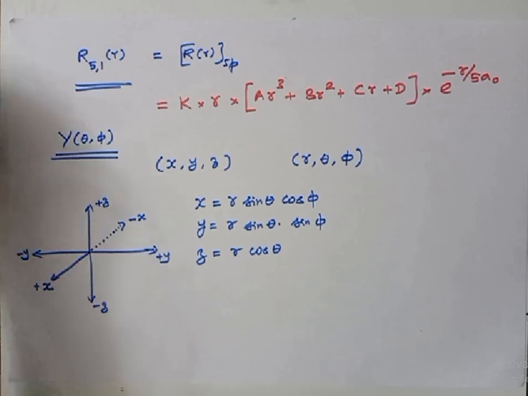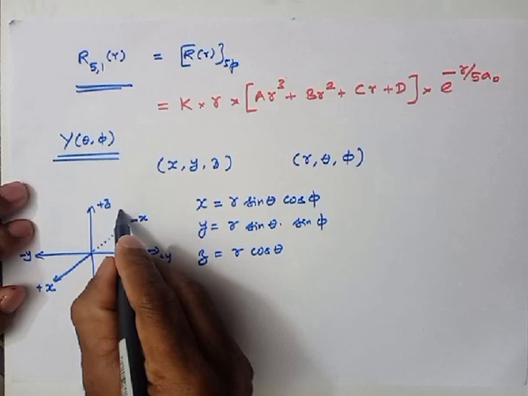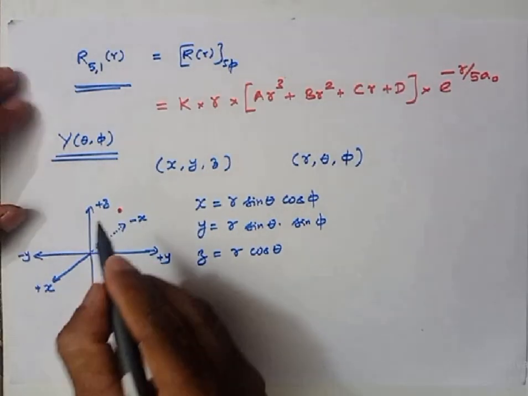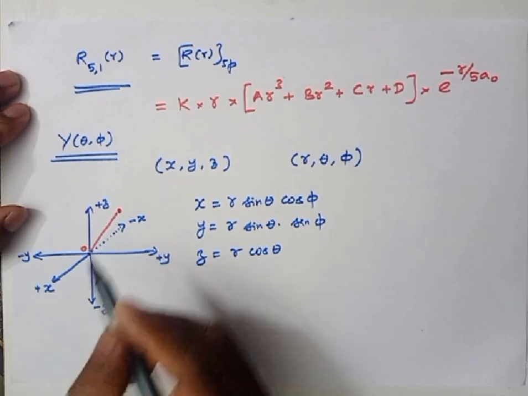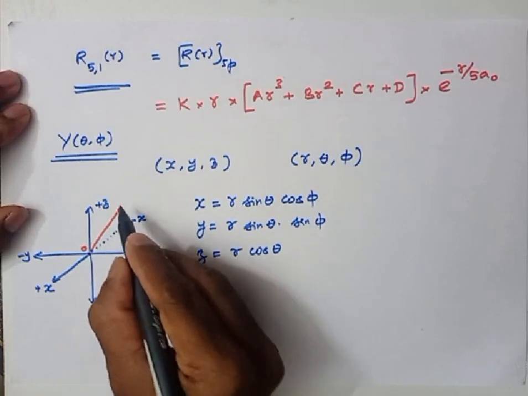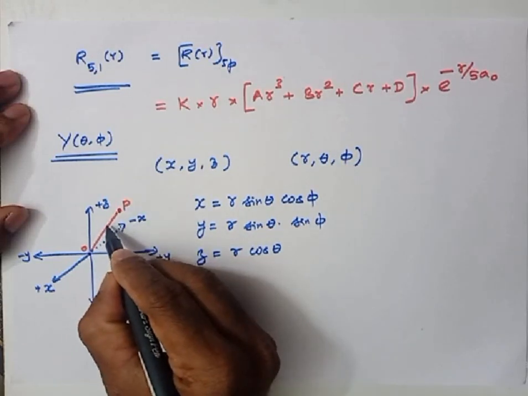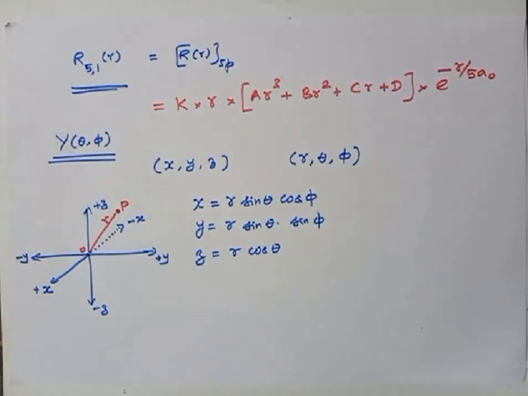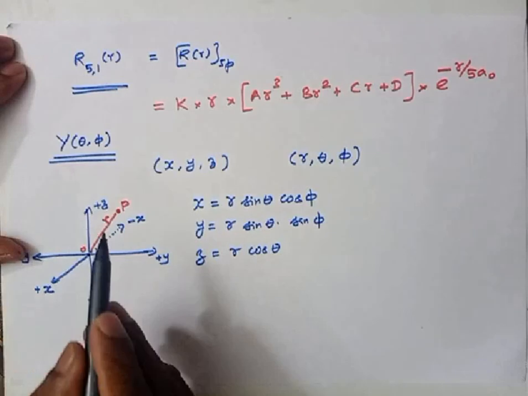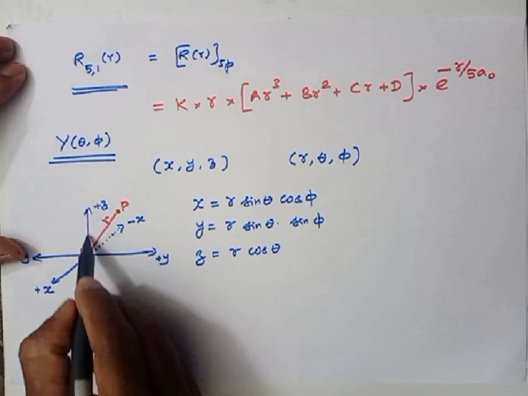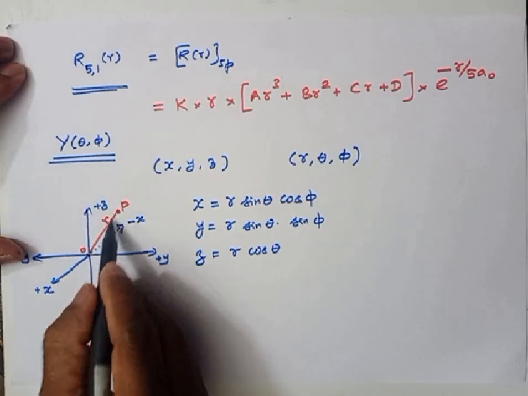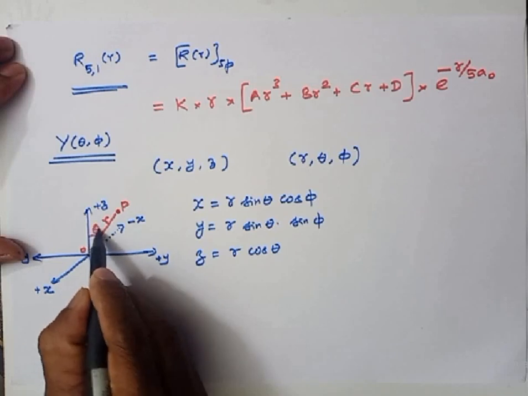Now I will take some point in space. Say I'll take some point here. Now I'll join this point to the origin. The distance between the origin and the point P, that distance is nothing but r. So what is r? r is the distance between the origin and the point. Then what about theta? Theta is nothing but the angle between the plus z axis and the line joining the origin and the point. So this angle, this is theta.